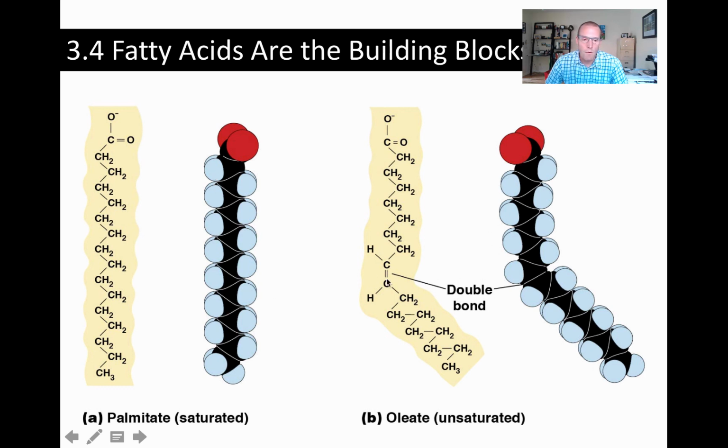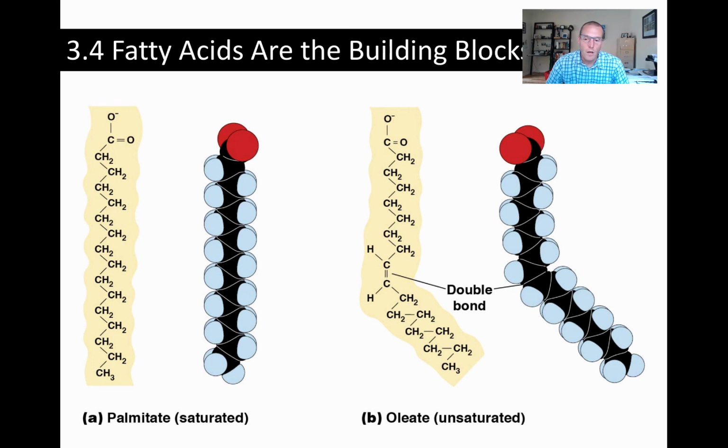Now over on the right we've introduced a cis double bond. The two hydrogens are in the cis conformation, on the same side as one another, and that introduces this double bond, which significantly changes the chemical and structural characteristics of the molecule. Oleate, found in high concentrations in olive oil, is not going to pack tightly with its neighboring oleate molecules, and so it's going to form a liquid at room temperature.